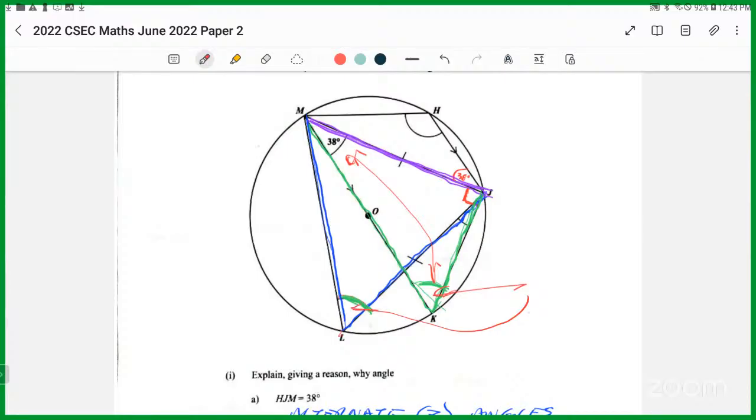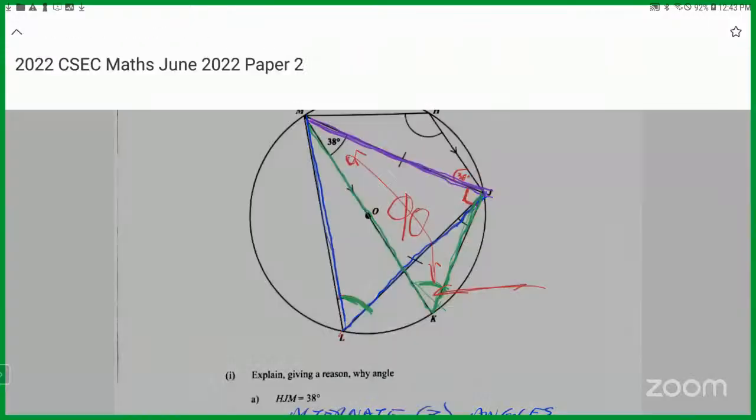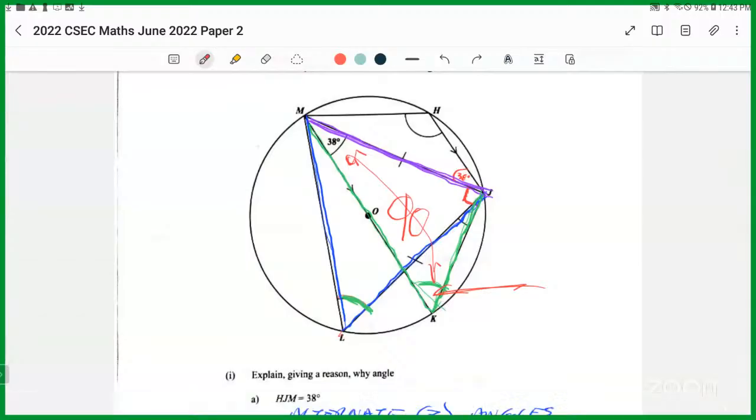Alright, so that's the premise. And we can find this angle. These two angles add up to 90 degrees. Complementary angles. So this angle down here is actually 90 degrees minus the 38 degrees, which is 52. 90 minus 30 first is 60, minus 8 is 52 degrees. So this angle is also 52 degrees.